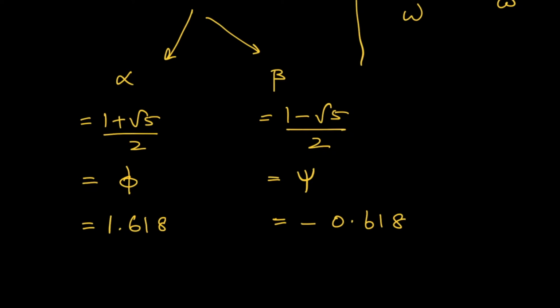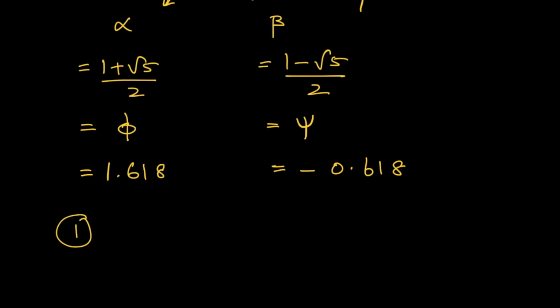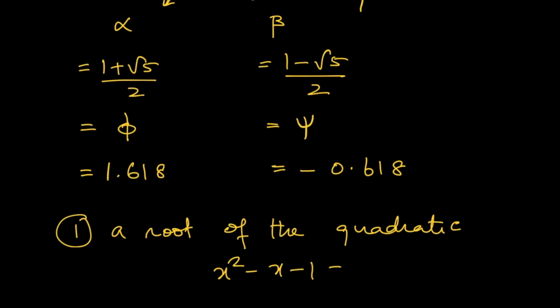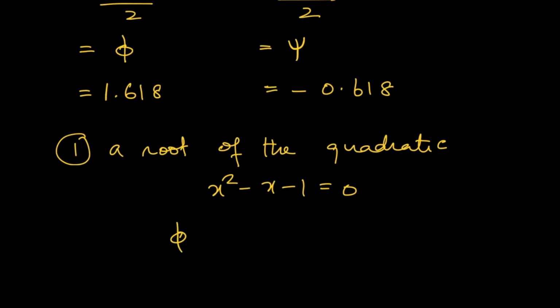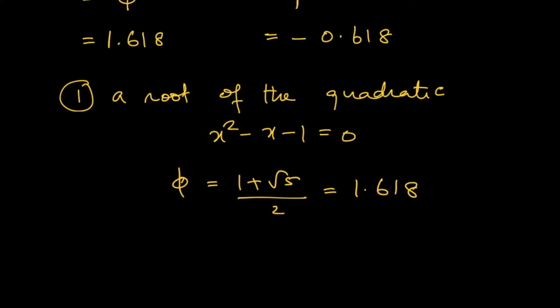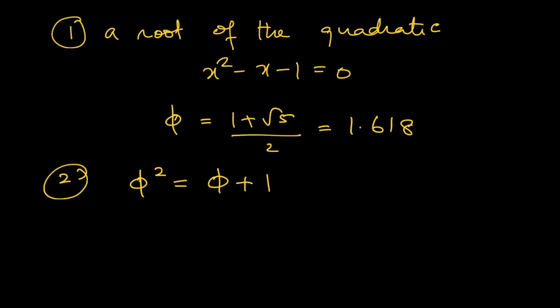So let's look at some of the interesting properties of the golden ratio. First of all, the golden ratio is nothing but a root of the quadratic x squared minus x minus 1 equal to 0, and that number is given by phi equal to 1 plus root 5 by 2, and its value in decimal form is 1.618. Secondly, the square of the golden ratio, phi square, is nothing but phi plus 1. You know why this is true? Because it satisfies x square equal to x plus 1. So phi square is equal to phi plus 1.